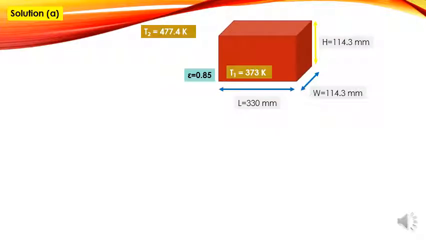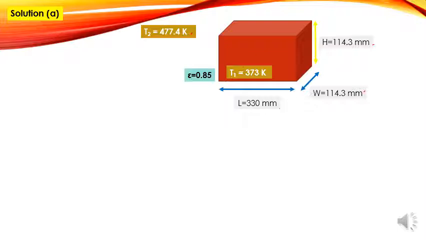Okay, let's solve the question. First of all, we should come up with the schematic diagram completed with all the information provided in the question. Here we already have information about the dimensions of the loaf, which are height, width, and length. Also the temperature of the loaf, which is 373, and the temperature of the oven, which is 477.4. And lastly, the information about the emissivity is also provided.